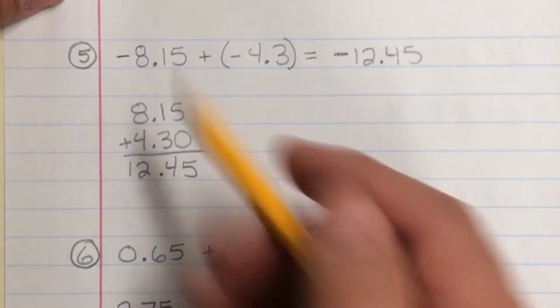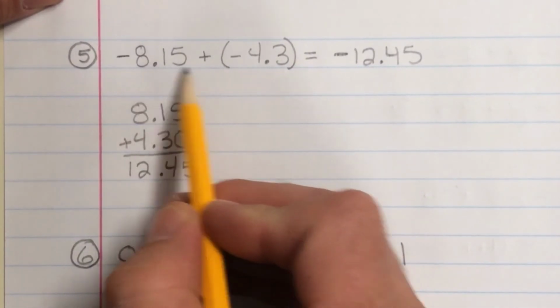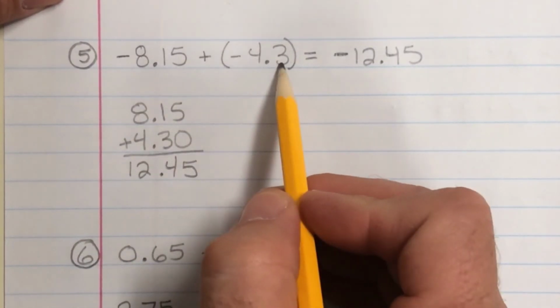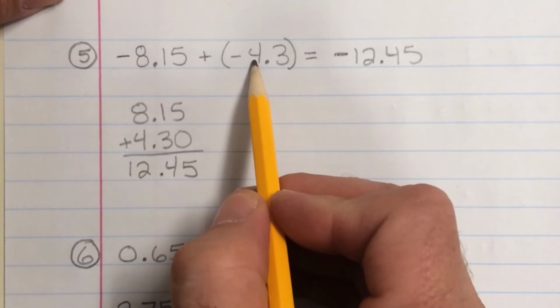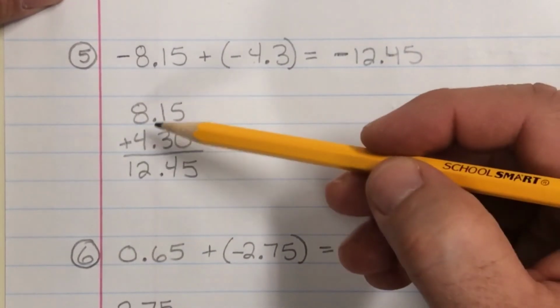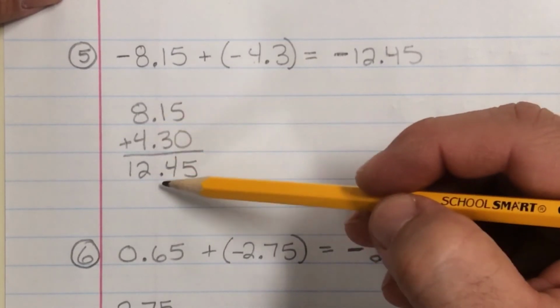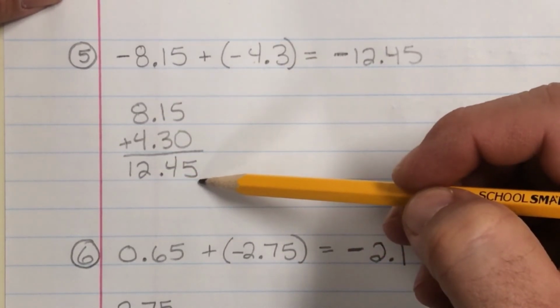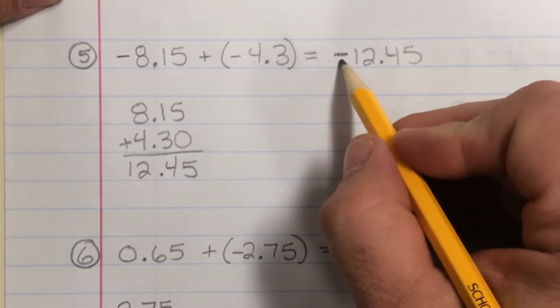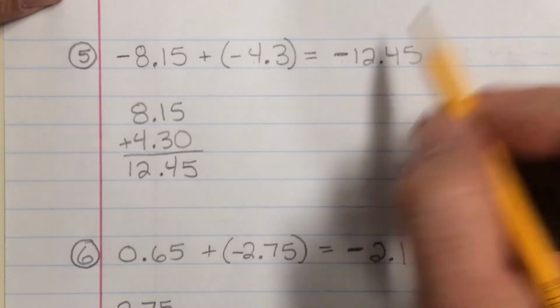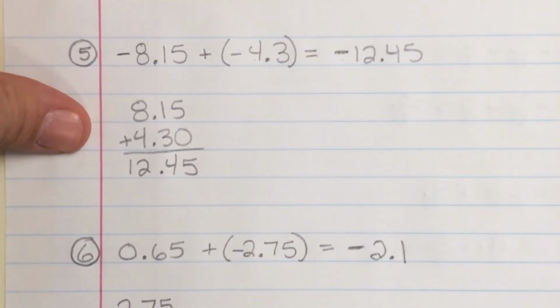For number 5, negative 8 1/15 plus negative 4 3/10. Both negatives, so same sign, add and keep. So we're going to add their number parts. And we get, remember, line up the decimals, 12 45/100. And then it's add and keep, so we do keep the negative sign. So it's negative 12 45/100.